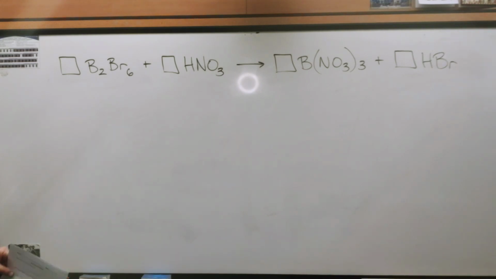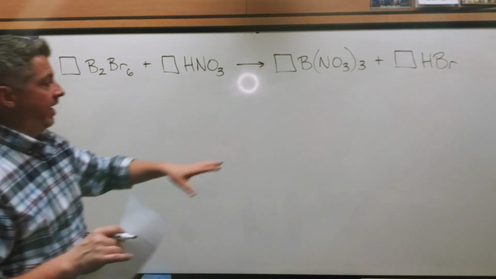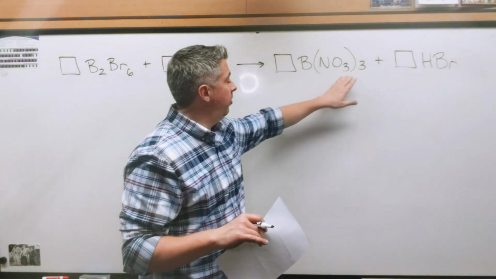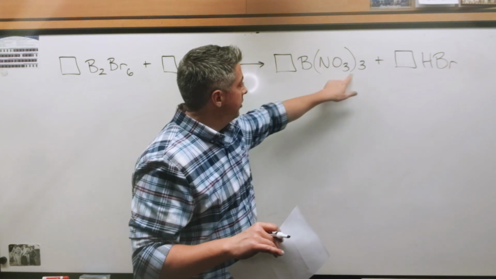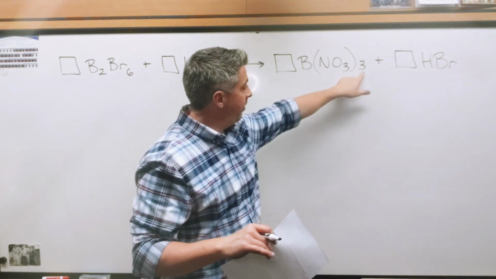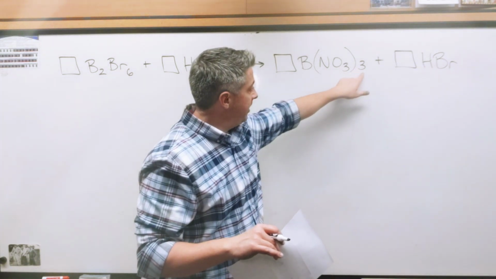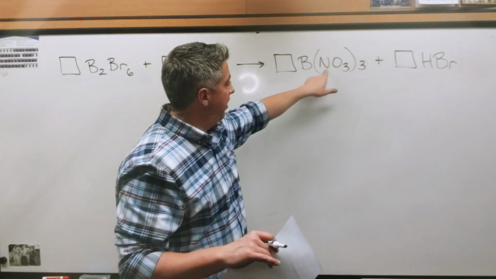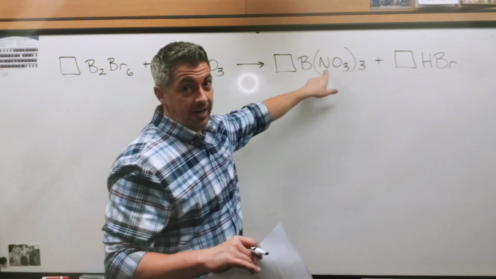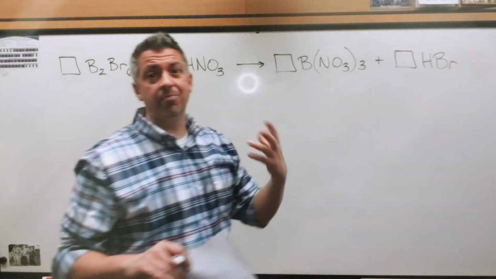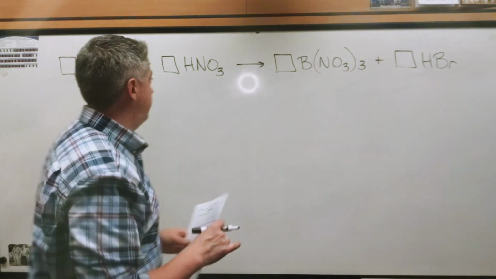What makes it challenging is the fact that we have this parentheses. This parentheses is to let you know that NO3 shows up 3 times. So you see this subscript right here? This 3 means that there's 3 of everything. So NO3 means there's 1 N and 3 O's. And then we have 3 of all that. So we just have to multiply it. You'll see what I mean.